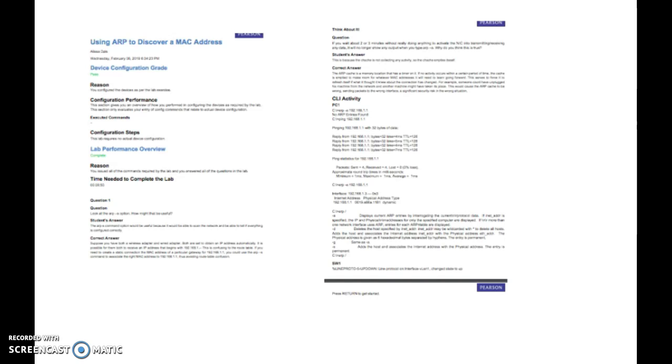Using ARP to discover a MAC address. Again, having no computer knowledge, it was fascinating, if not slightly frustrating, especially trying to follow all the steps and making sure that you didn't miss anything when you were typing out the commands. It's very, very finite little intricacies that I am starting to become more aware of the more that we do this.